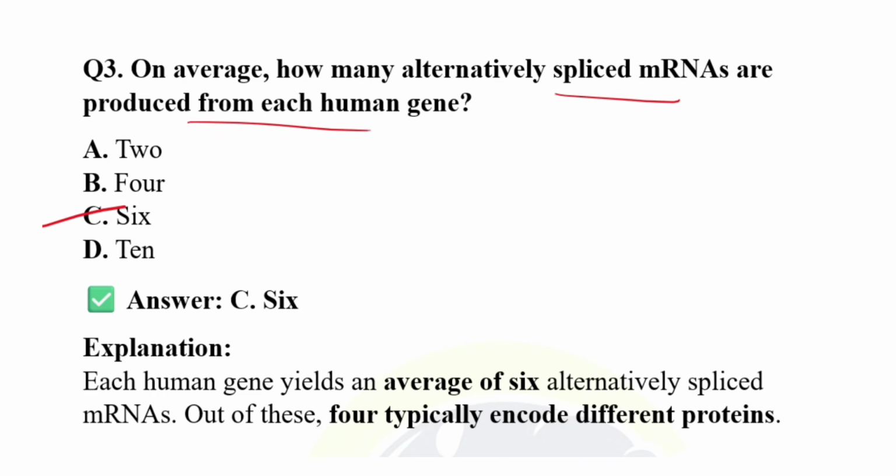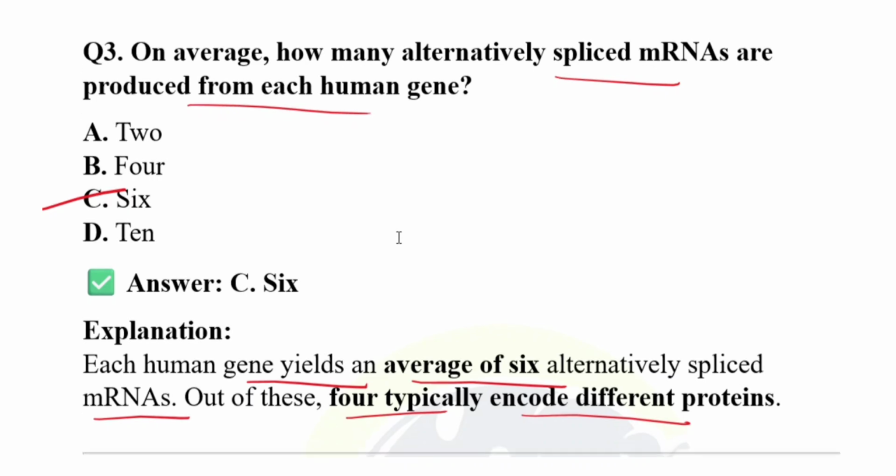So how many alternatively spliced mRNA can be produced? It is around 6. Each human gene yields an average of 6 alternatively spliced mRNA. Out of these, 4 typically encode different proteins. So this is an important question. You can include this in your notes.